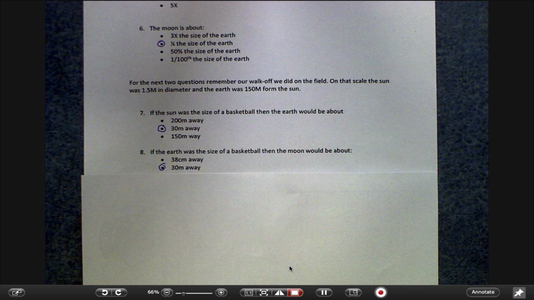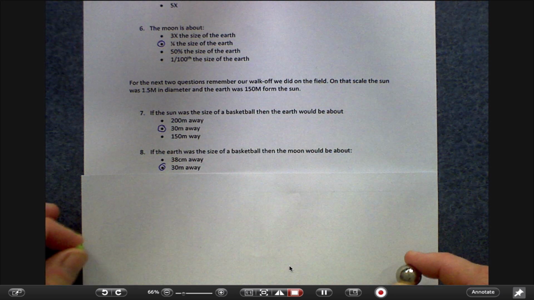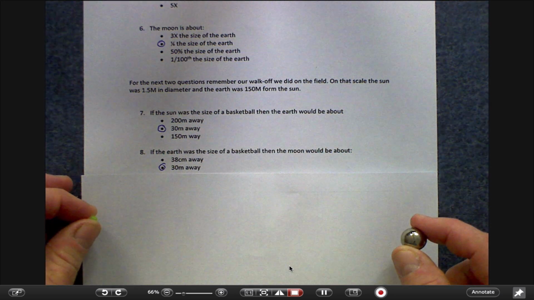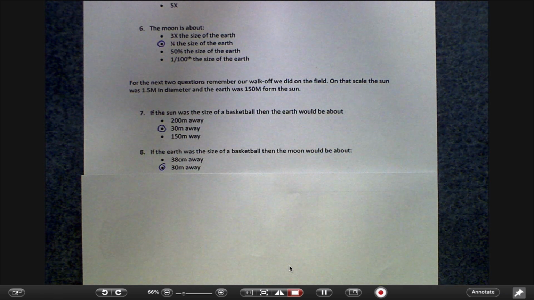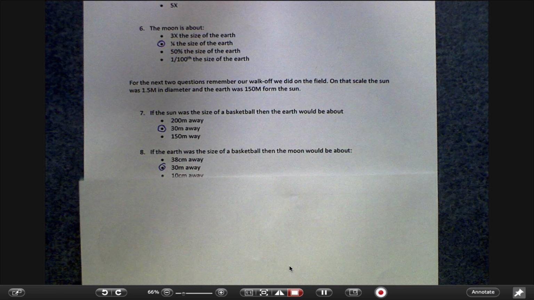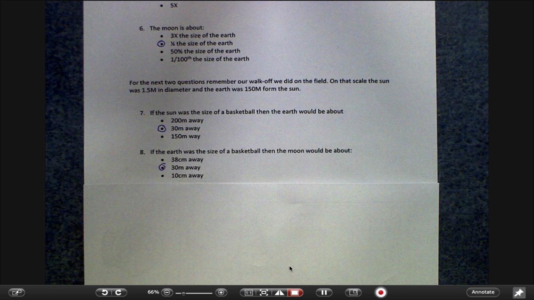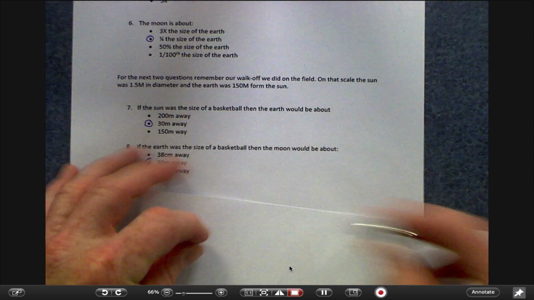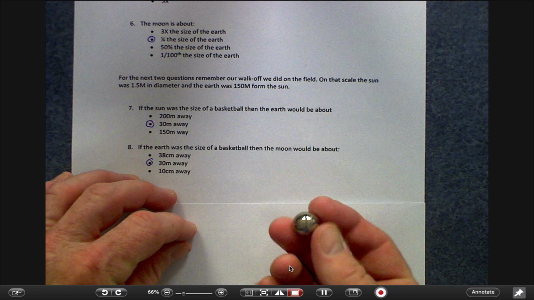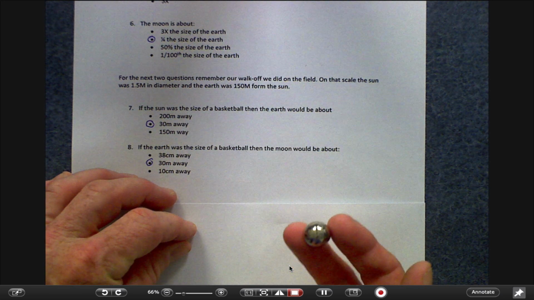The next one, 30 meters away. Now that is substantially further than this, but remember, a basketball is substantially larger than this. And so that makes that the correct answer. The other nice way to think about this is the Veritasium video we watched. That's about how far they moved when they had the Earth as a basketball and the moon as a softball. And then finally, 10 centimeters away would actually be making this an even smaller distance, which means the Earth would have to even be smaller than this on that scale.